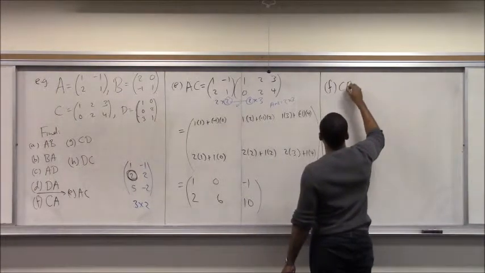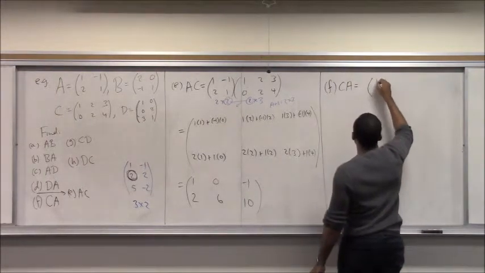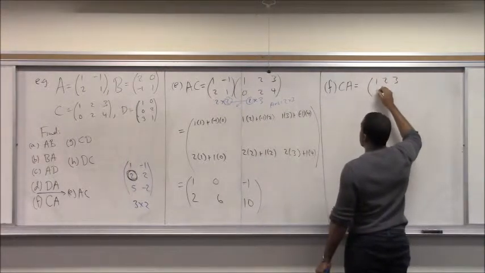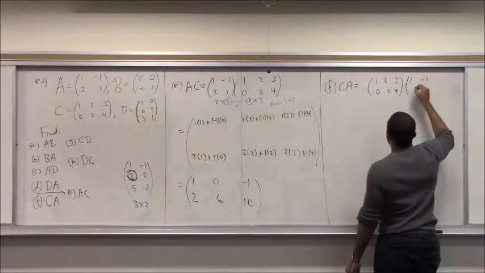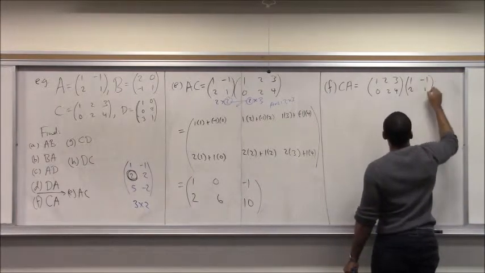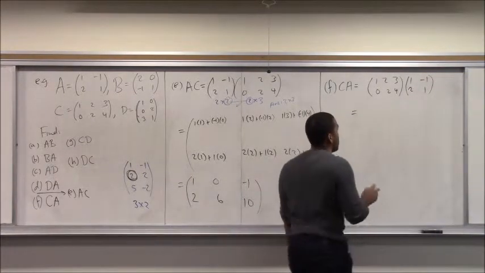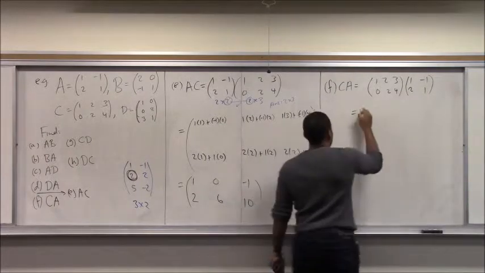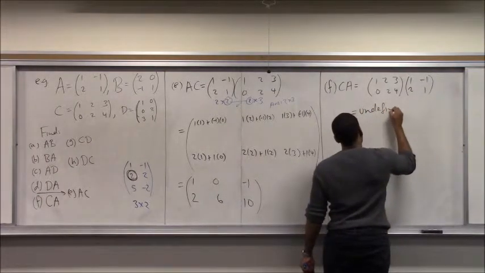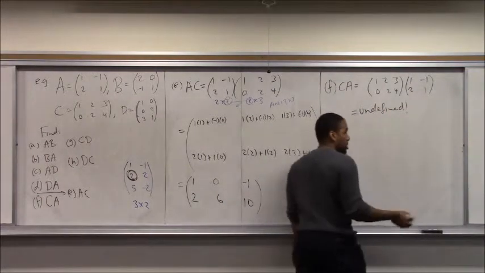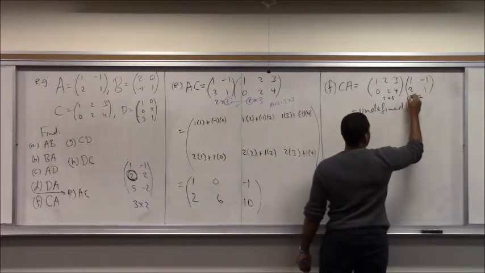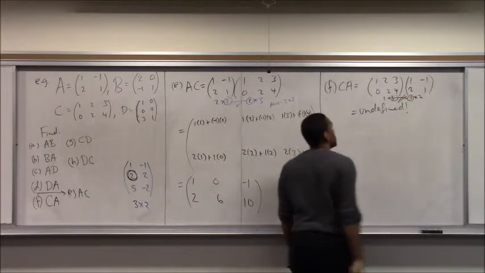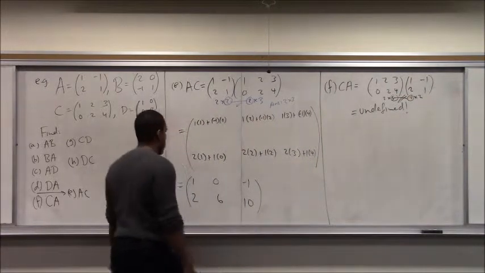Let's do C times A. So C is going to be 1, 2, 3, 0, 2, 4. A is 1, minus 1, 2, 1. Okay, so what's the first one? Undefined. Alright, so this is a 2 by 3, this is a 2 by 2. These numbers did not match up. So, can't do it.